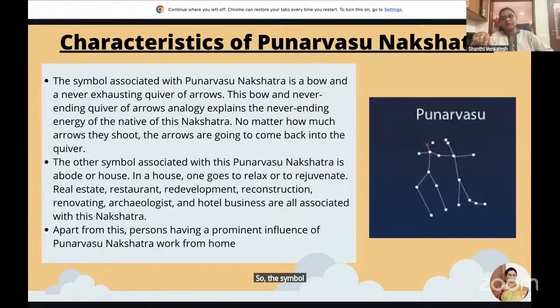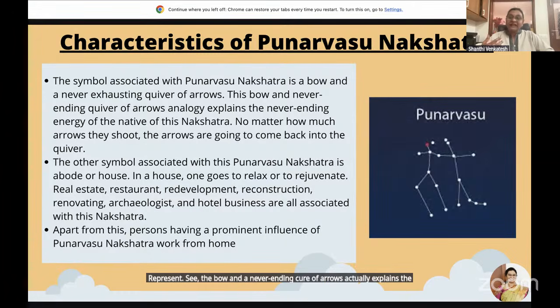So the symbol for Punarvasu Nakshatra is a bow and a quiver full of arrows. So what does this represent? See, the bow and a never-ending quiver of arrows actually explains the endless energy of this nakshatra. No matter how many arrows they shoot, the arrows are going to come back into the quiver.